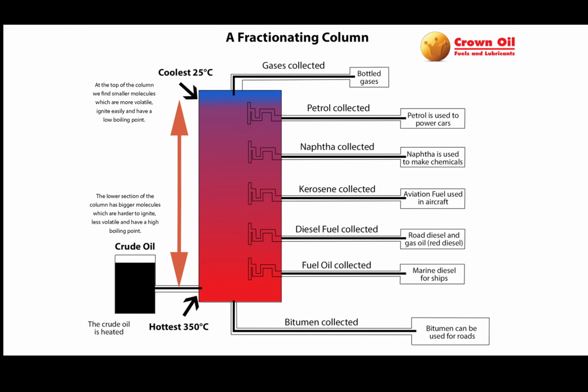Alright, so here's a fractionating column. I'm pretty sure this is very familiar. So feed the crude oil in and we heat at the bottom. The ones with the smaller boiling points would vaporize and move up.